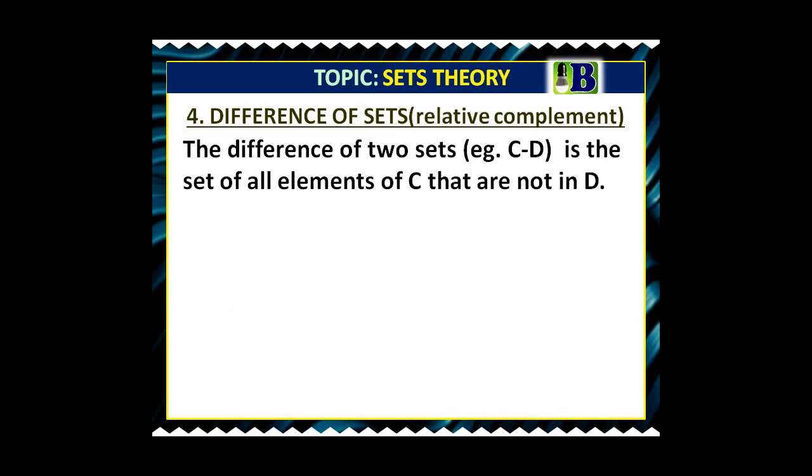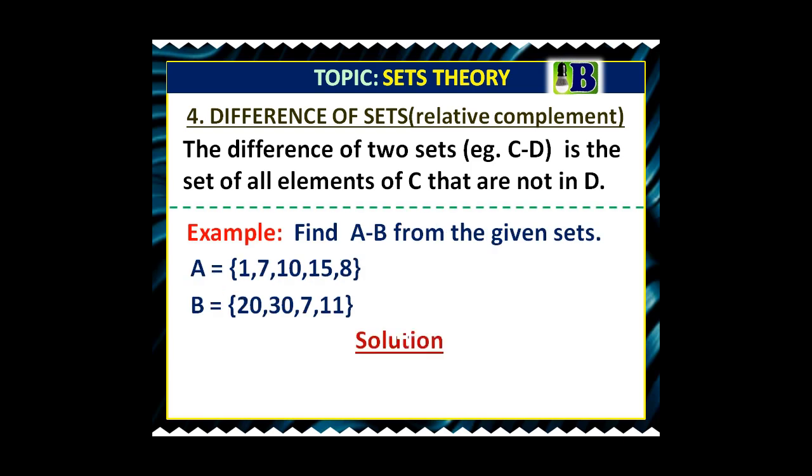Then we'll move to the next one, which is called the difference of sets. This difference of sets, we normally call it the relative complement, in the sense that it does not concern the universal set. It affects two sets that are not the universal set. So the difference of two sets, e.g. C minus D, that is the way we indicate difference of sets, is the set of all elements of set C that are not in D.